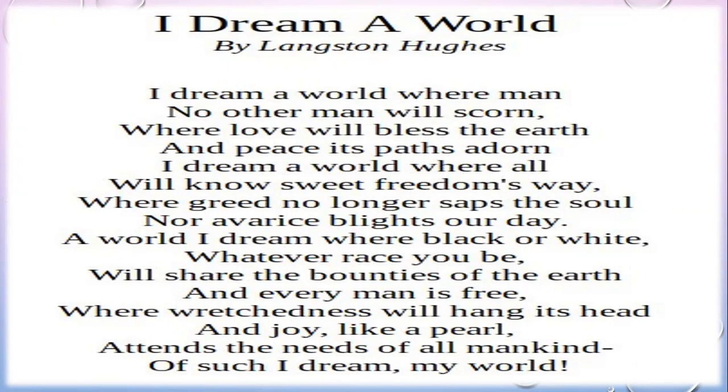Then in the 8th or 9th line, a world I dream where black or white, whatever race you may be. When we say black or white, suddenly black and white people come to our mind. Will share the bounties of the earth. We know there are many things that have been given to us by Almighty. Earth is full of the blessings of Almighty, so numerous bounties of the earth come to our mind. It means this is all about our vision, our visual. And then in the third last line, enjoy like a pearl. Again, suddenly a pearl comes to our mind. This is all about visual imagery, visual concepts.